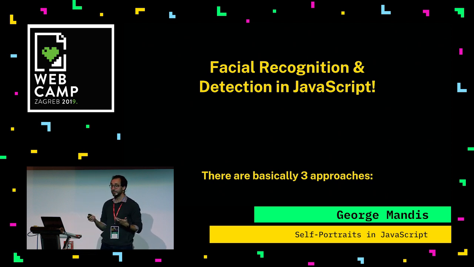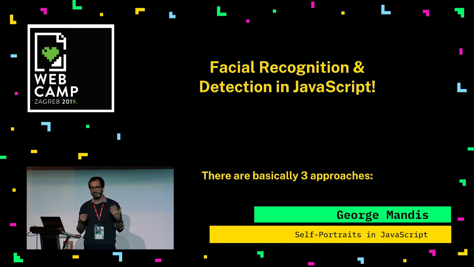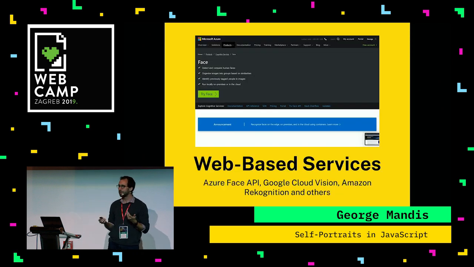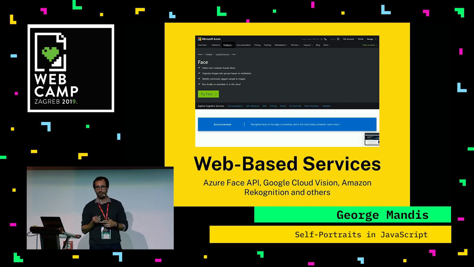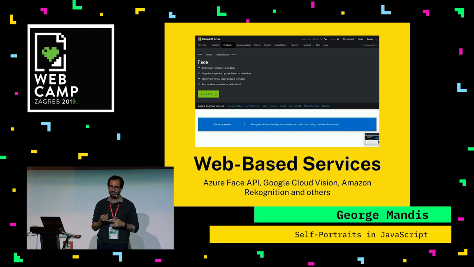So let's talk about facial recognition and detection in JavaScript and what that looks like. There are basically three overarching approaches that I stumbled across. You can use web-based services. So there are lots of image recognition services out there by the major companies that you would probably expect.